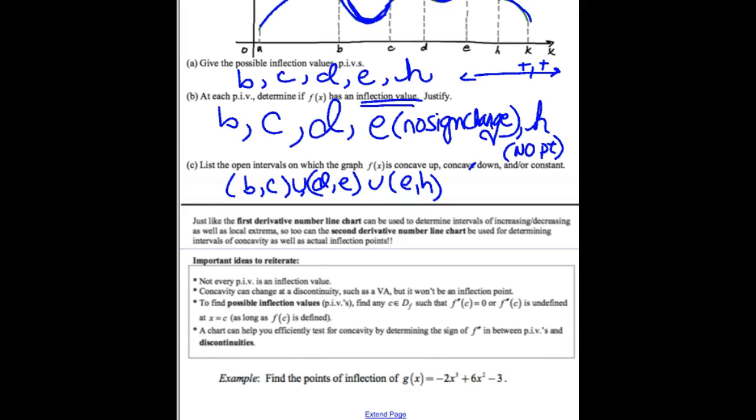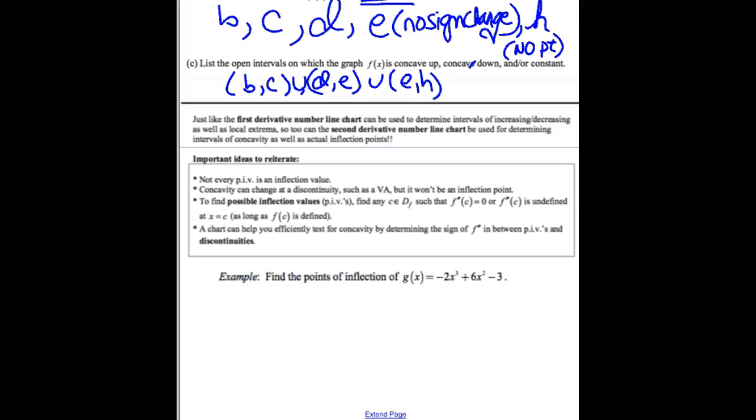So then it says, just like the first derivative line chart can be used to tell me everything about increasing and decreasing, critical values, and local extrema, the second derivative number line chart is used to find concavity and inflection points. And I'm stressing that a ton because I do not want you to launch into the wrong test.